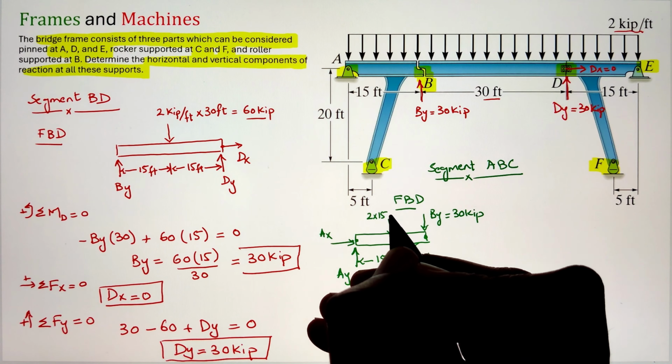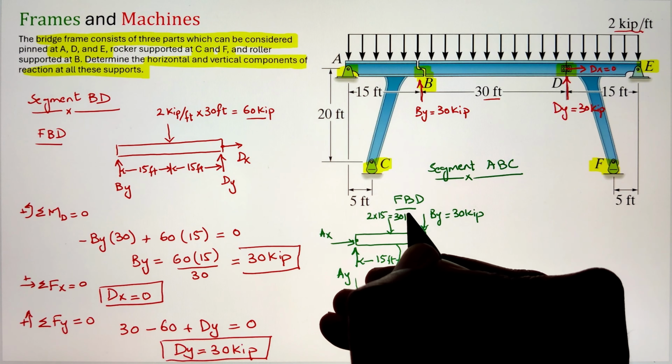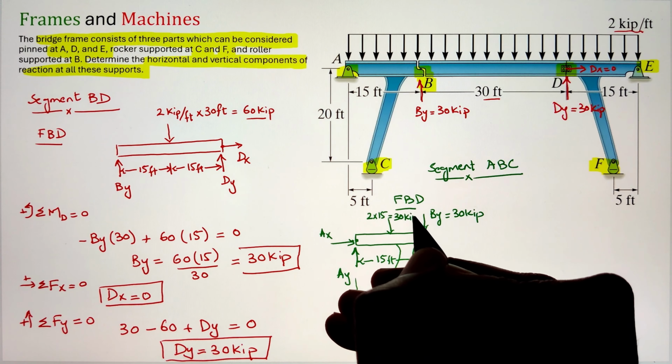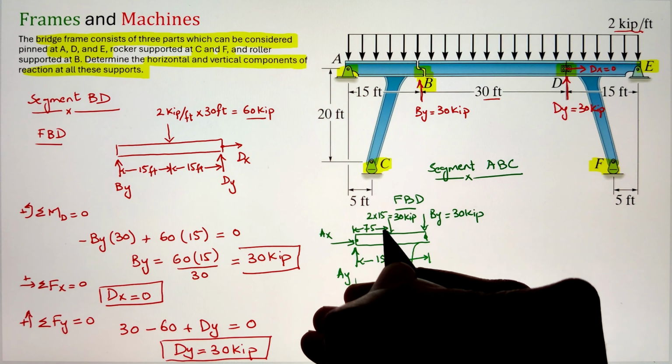Finally, I have our distributed loading of 2 kip per foot. Here we have a span of 15 feet. So multiplying 2 by 15, we get our 30 kip acting downward.